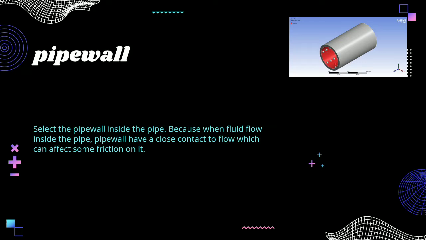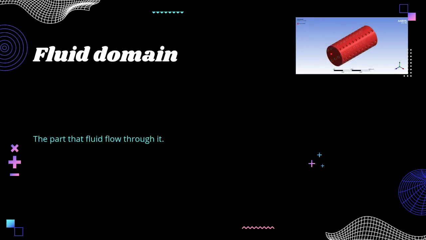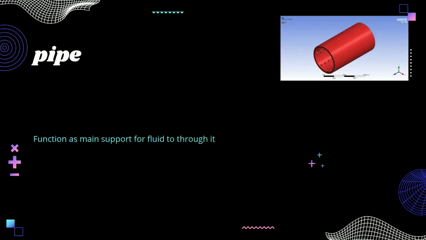Next one, we have the pipe wall. Select the pipe wall inside the pipe because when fluid inside the pipe has close contact with it, it can affect some friction on the flow. This is the fluid domain, the part that fluid flows through. And the next one is of course the pipe, functioning as the main support for the fluid that goes through it.